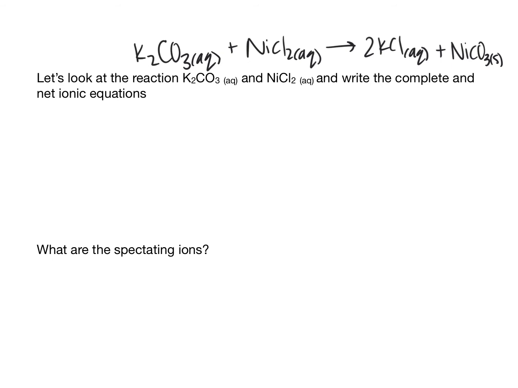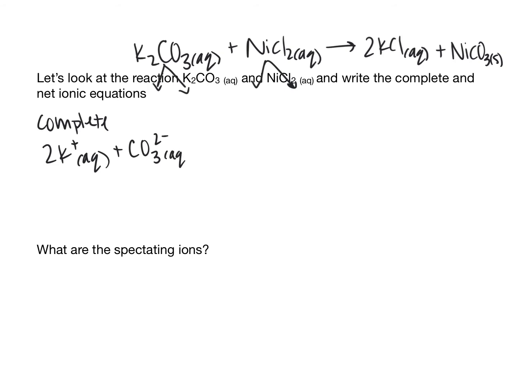Based on the polyatomic ions and all of our previous work, we know that the complete ionic is going to take all of these apart into their components. So we will have 2K plus aqueous plus CO3 2 minus aqueous plus Ni2 plus aqueous plus 2Cl minus aqueous. So this helps you figure out the components. We have to show the charge and you have to show the state. In order for all of this to work, this is an essential part of this.